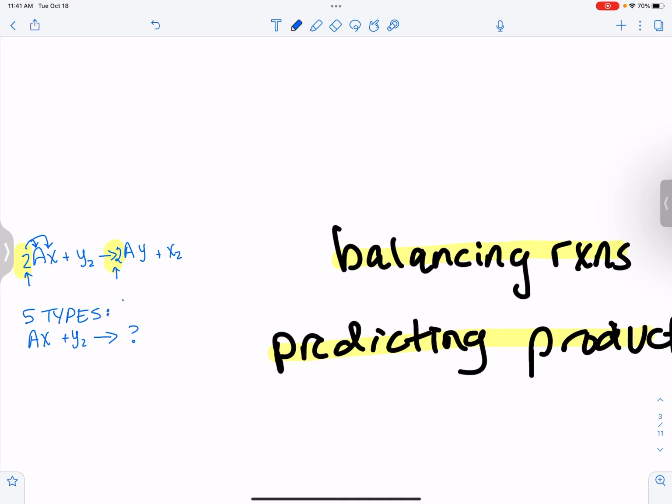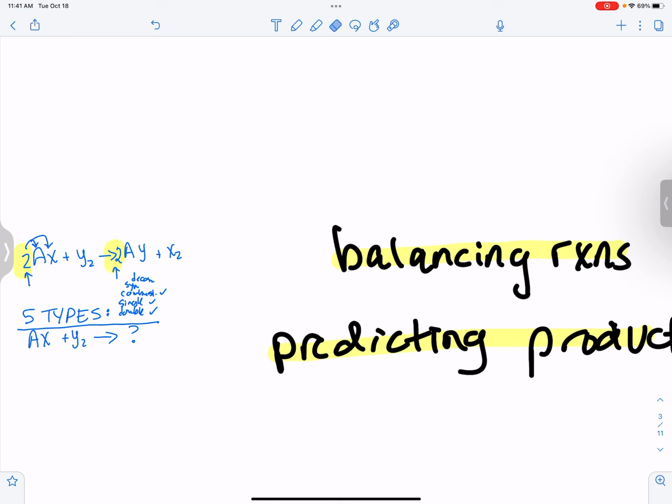They're going to have words like single displacement, double displacement, combustion, those kinds of words. You also have a synthesis and a decomposition. Once you know those, you will be able to use this type, and this type, the combustion, the single, and the double displacement, to predict what products you'll have.